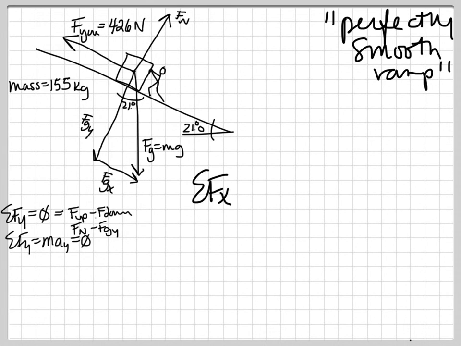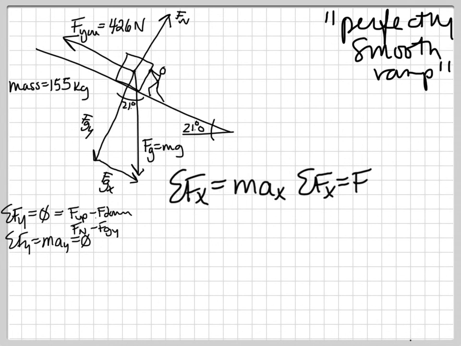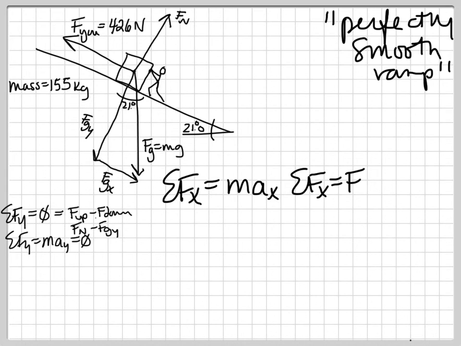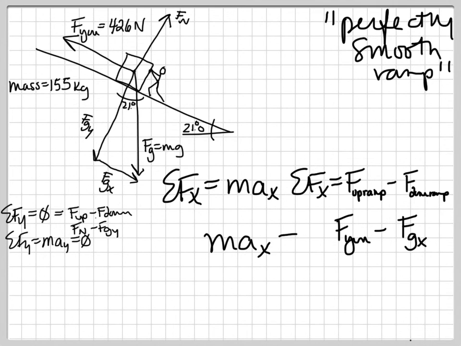The x-axis is obviously where all the action's happening. So sum of forces on the x is equal to mass times the acceleration of this object on the x. Sum of forces on the x is also equal to all the forces, and how we designate this, up ramp, down ramp. Would it be a push of u minus force of gravity on the x? Yes, exactly. Force of u minus force of gravity on the x. So mass times acceleration on the x equals that.